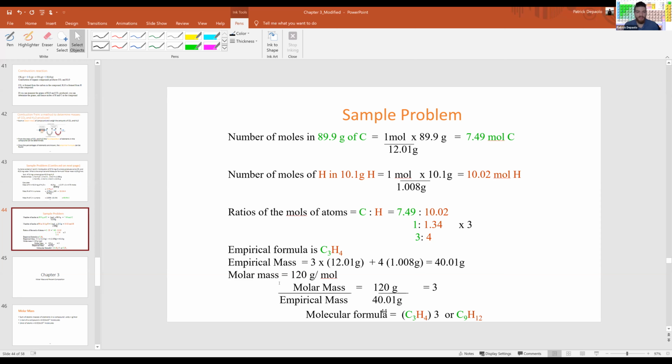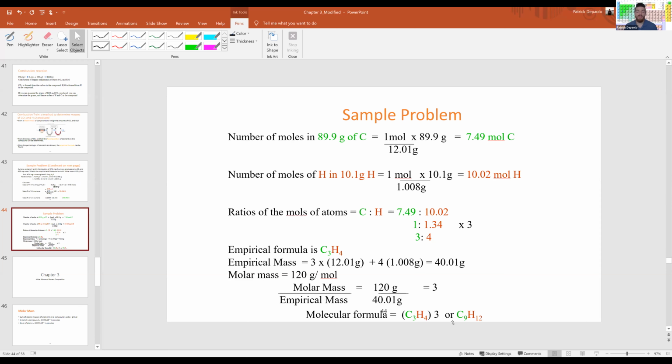All right, so the molecular mass given in the question is 120 grams, right? You're gonna see how many times the empirical formula goes into 120 grams, and you turn out to the 120 divided by 40, you get 3. So you're basically multiplying the empirical formula by 3, and you get C9H12. And that's the formula for cumin.